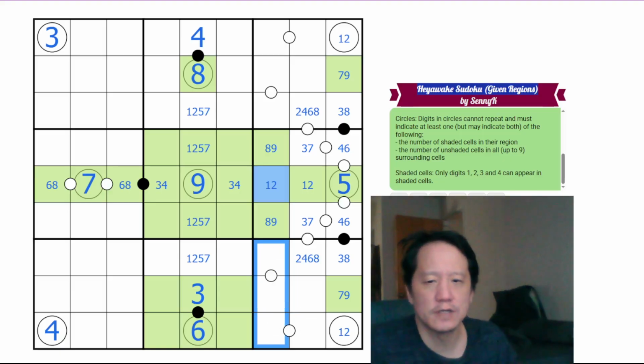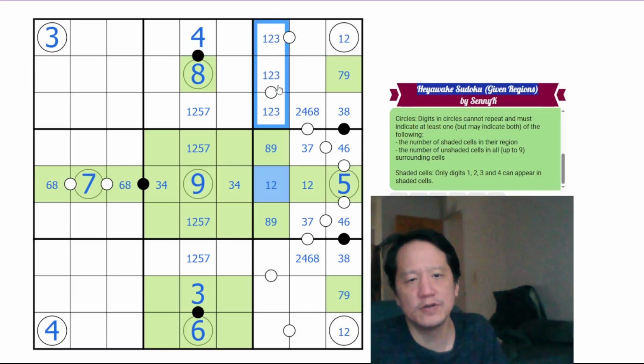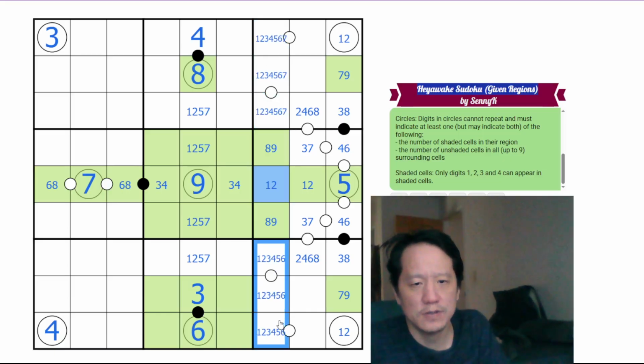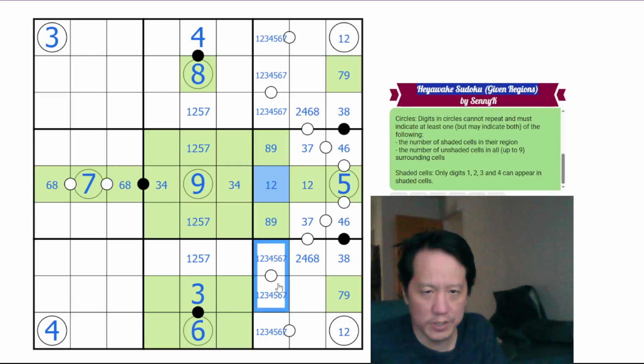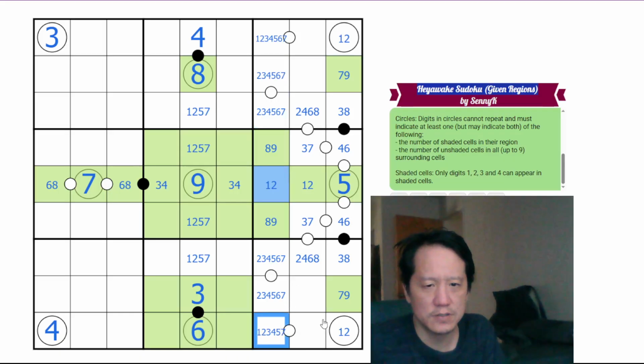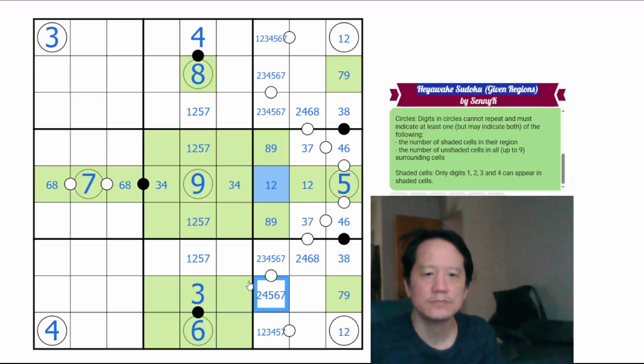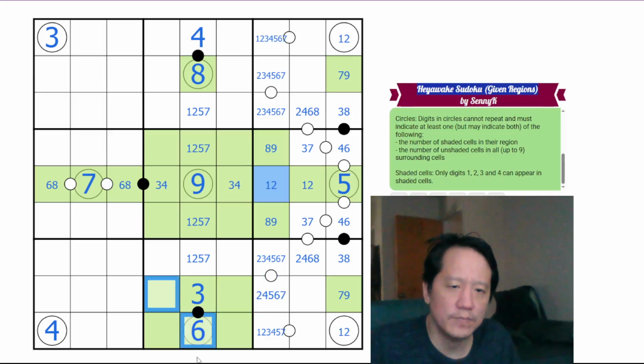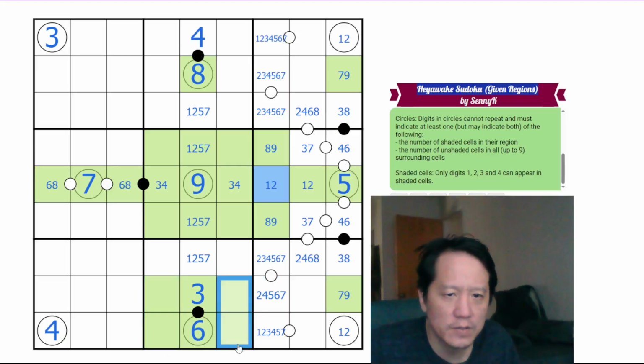These are all consecutive. Remaining digits in column 7 are 1 through 7. This cannot be 1 here, because that would force 2 to be here, and that would eliminate all possibilities for this cell. So no 1 here, no 1 here. This can't be 6. 3 eliminates 3 here. These... Okay.